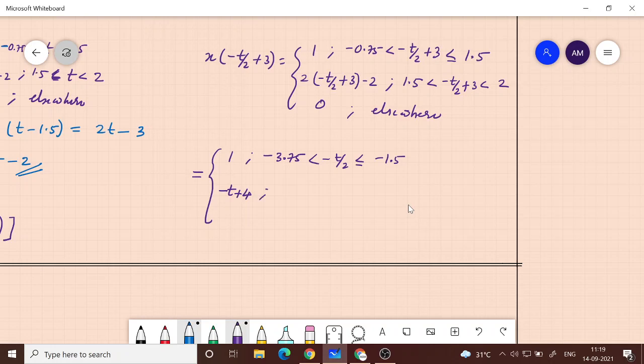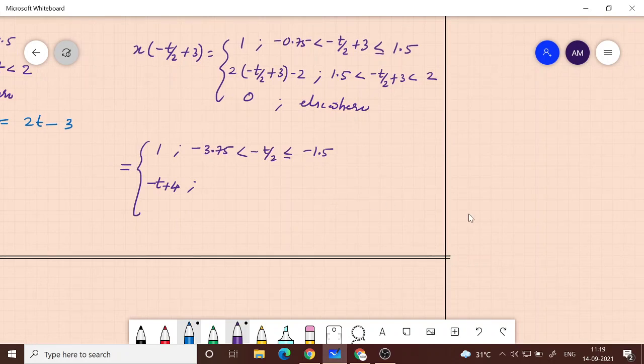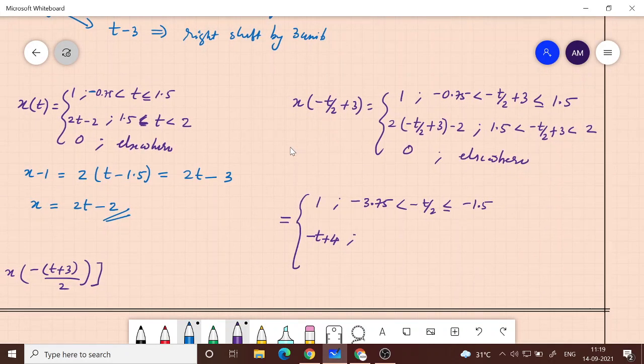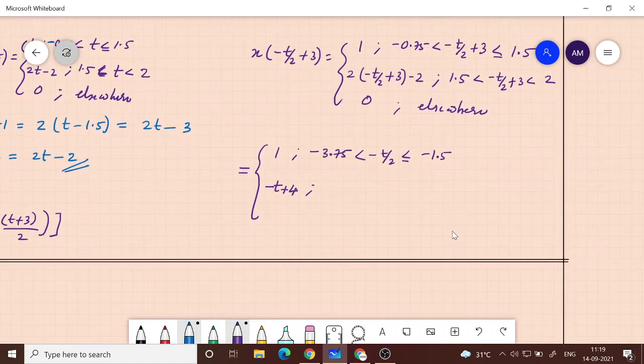Again, if there is any mistake, please let me know. Then again subtract. Yeah, I think I missed it out, but it's okay. Again subtract 3 here. So I will go to minus 1.5 less than minus t by 2 less than, so 2 minus 3, that is minus 1, and 0 elsewhere. Okay, let me just copy this.